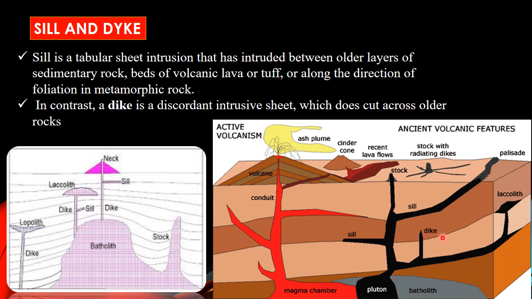We can see in this image also, this is a dike and this is a sill, this is a stock and this is a batholithic body, this is a laccolith, a mushroom like structure, and this is a lopolith, the funnel like structure. Both have a dike formation because of the intrusion of the magma. Laccolith has a dike, and lopolith also has a dike, and because of the dike the intrusion of the magma happens, and laccolith and lopolith are formed. So this is the sill and dike.